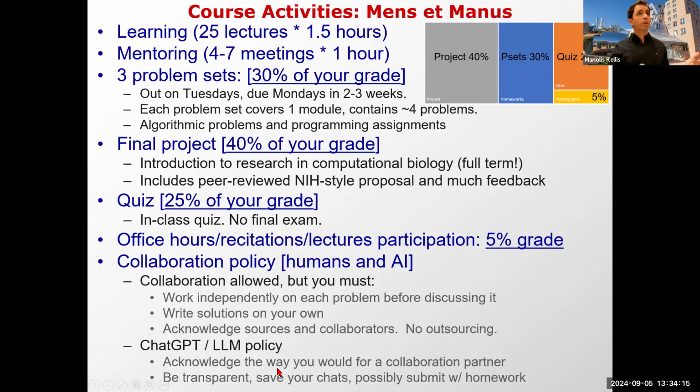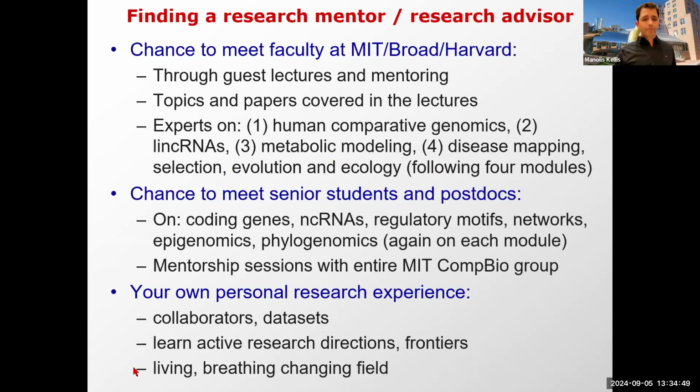You should acknowledge it the way that you would a collaboration partner. And you should also save your chats because we might ask for them. If we say, well, it doesn't seem like you did anything, then just show us your chat, and that'll help. We might ask you to submit it with your homework, but usually no. We just want you to be transparent. Again, our goal is not to get a bunch of homework done. We are putting the homework out there, and we don't want it to get done. We want you to learn. That's the only reason we're doing that. And if you use ChatGPT to enhance your own learning, that's amazing.